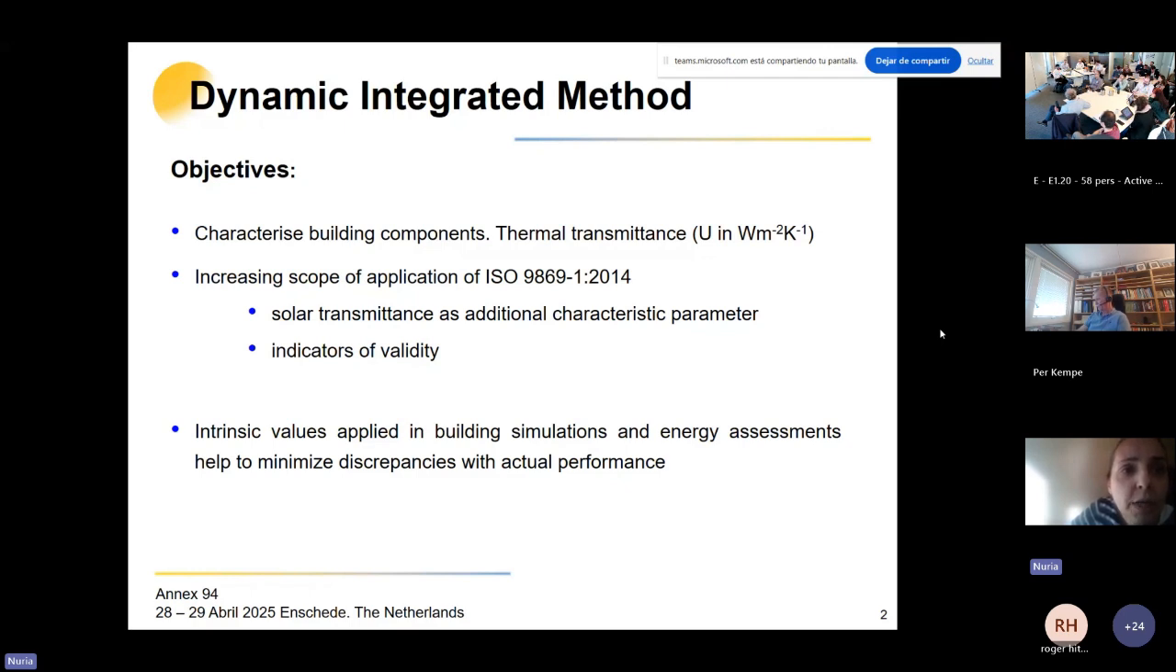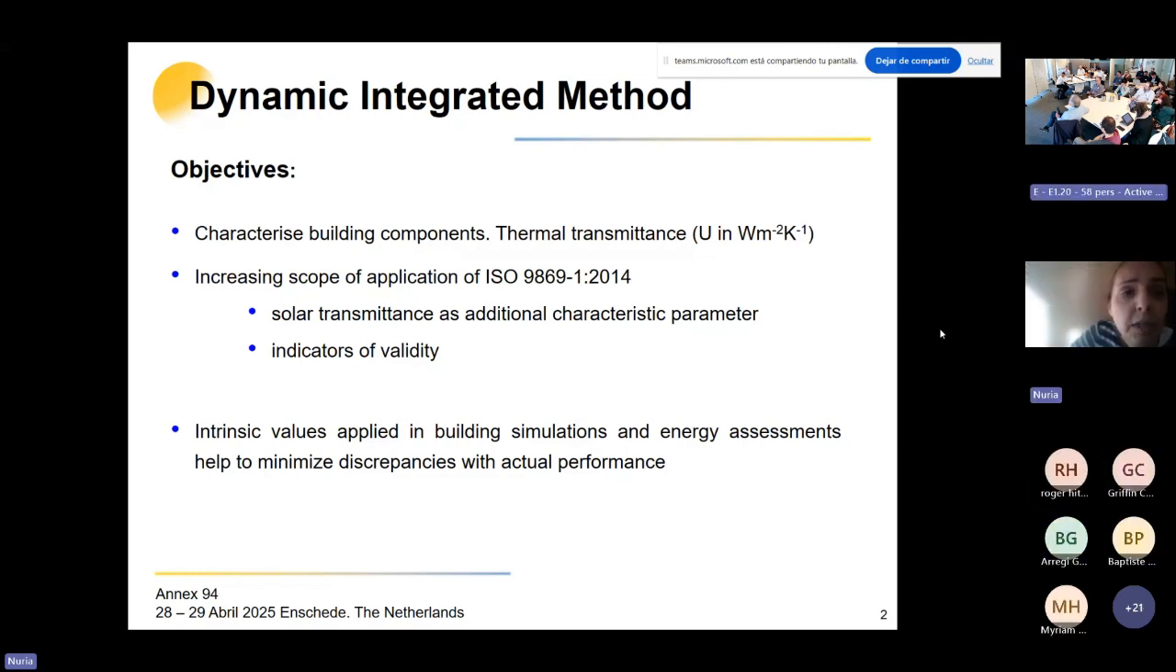9869. So with this objective, we want to incorporate new indicators of validity for these characteristic parameters of the building components. And also we want to include new additional characteristic parameters. For example, we have considered including the solar transmittance, which is a dimensionless parameter.